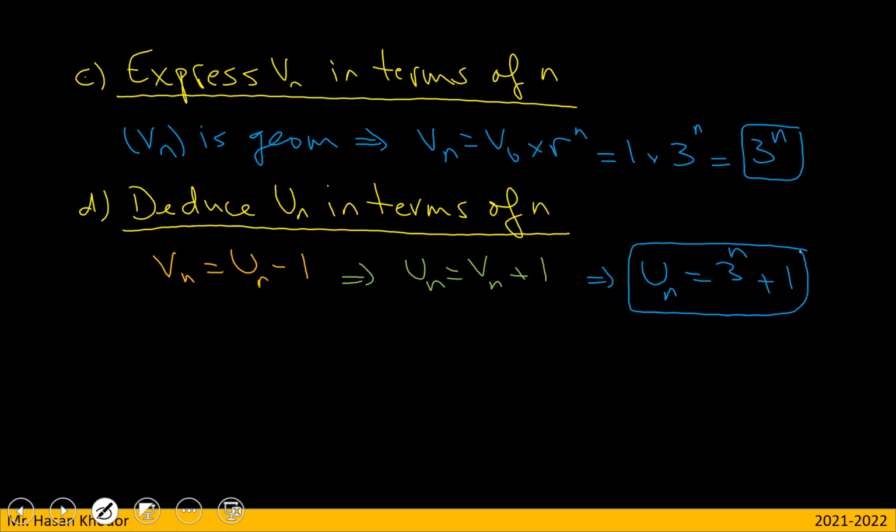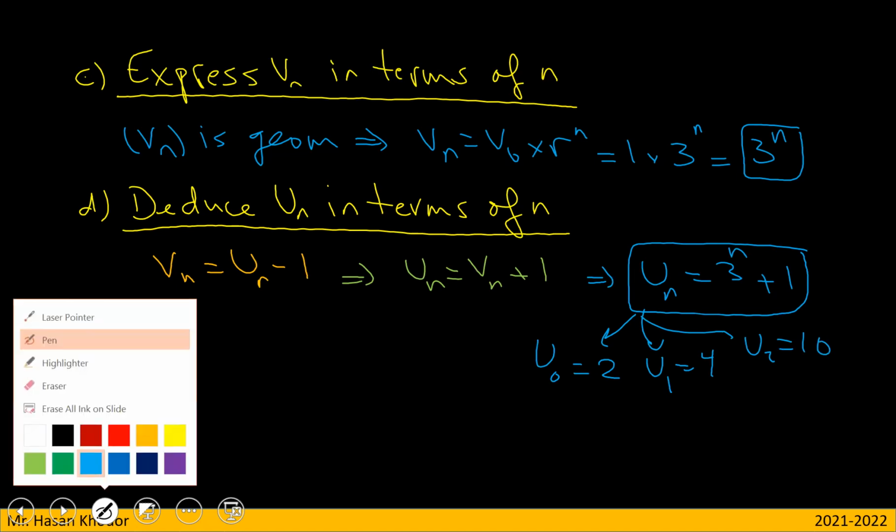You can, for example, find U0. It will be 3 power 0, 1, plus 1, 2. And this was the given. You can find U1, 3 power 1 plus 1, it's 4. You can find U2, 3 power 2, 9, plus 1, 10. Yes, we calculate it. You can find U3.